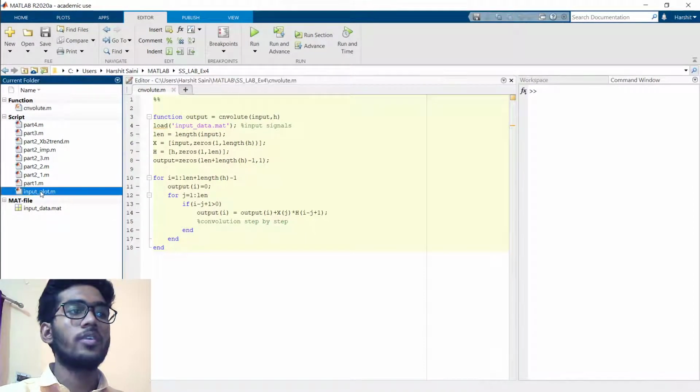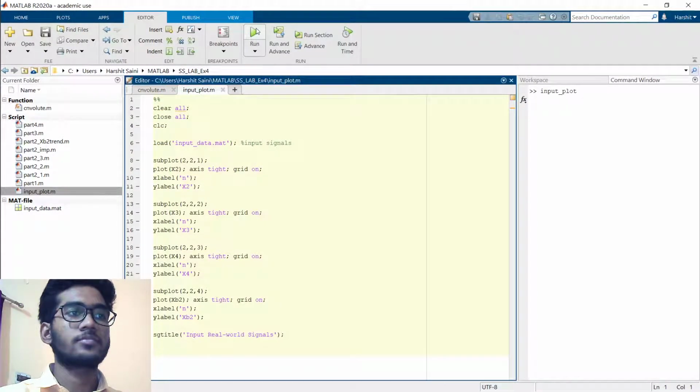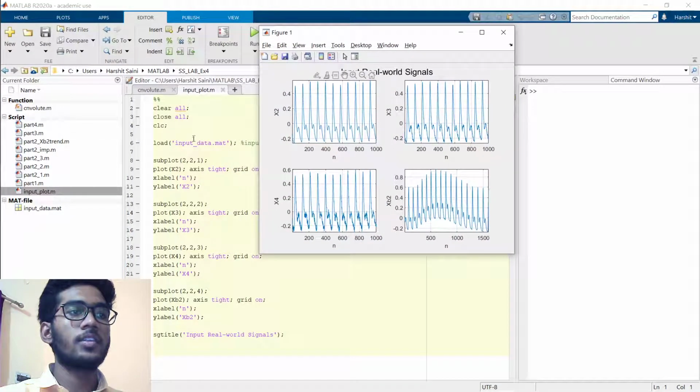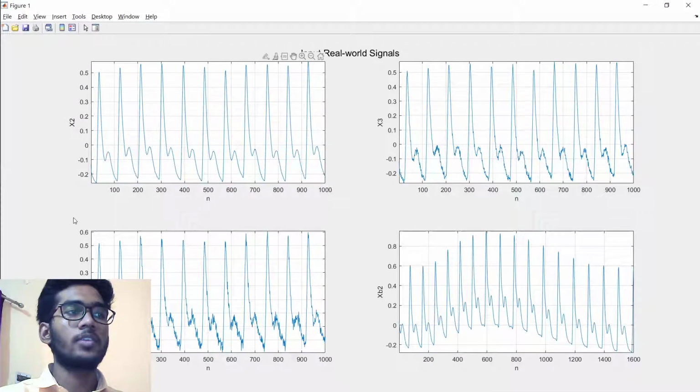So first, coming to our input plots. Here we load our input signals and plot them using the plot and subplot commands to get the visual representation of our input signals. These are our input signals x2, x3, x4 and xb2, where on the y-axis we have the amplitude, and on the x-axis we have the n values.